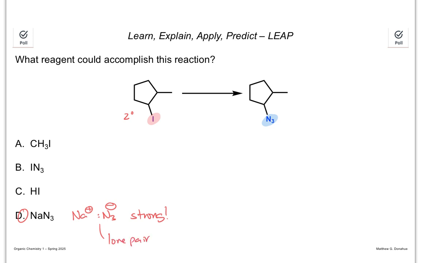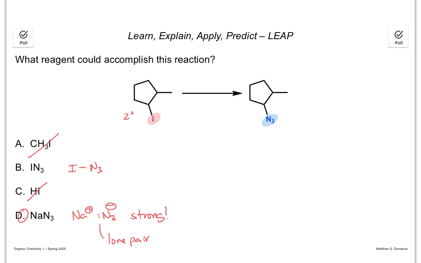We can eliminate A just through logic. There's no N3 in there at all, right? We can eliminate C for the same reason. And then what about B? Why is B not a good choice? There's not a metal. What that's telling you is the iodine is covalently bonded to the N3.